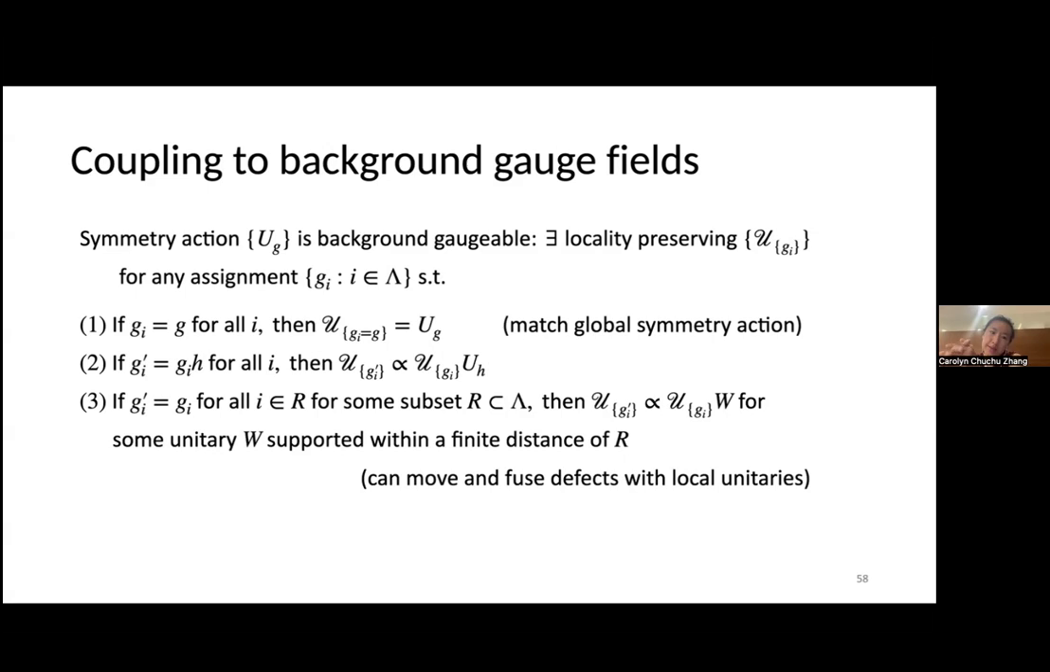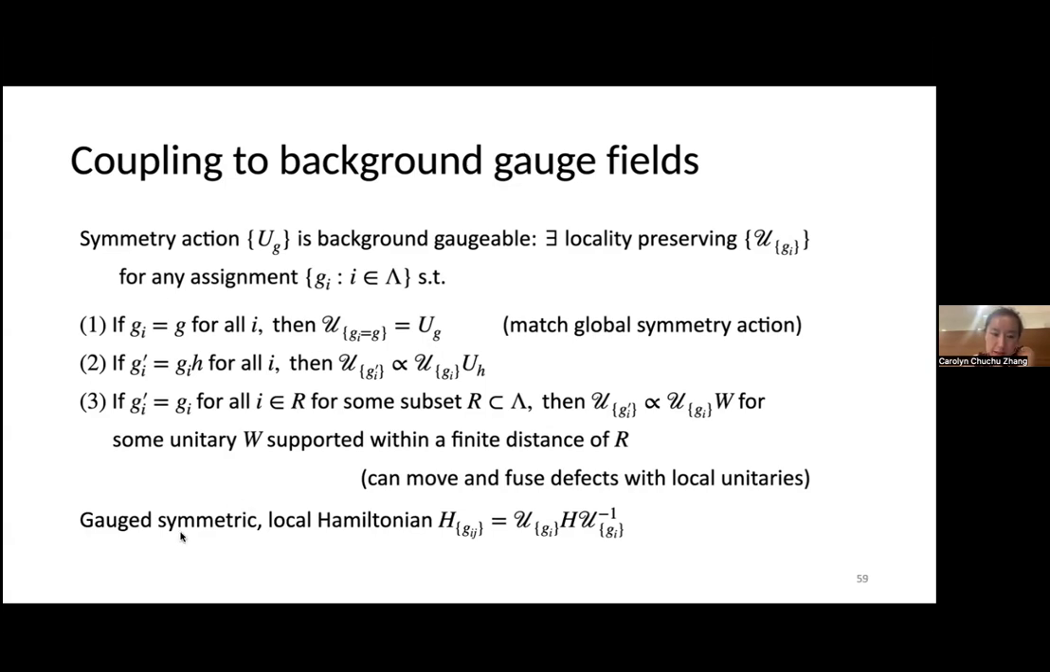And what we also say is if this Gi prime is equal to Gi for all i in some region R of your full lattice, then these two locality-preserving unitaries only differ by some locality-preserving unitary supported within a finite distance of R. So if these different symmetry configurations differ only in some region R, then you can get these locality-preserving unitaries by some unitary supported within some finite distance of R. So intuitively, what you're doing using these U of Gi's, this W, is moving and fusing defects with local unitaries.